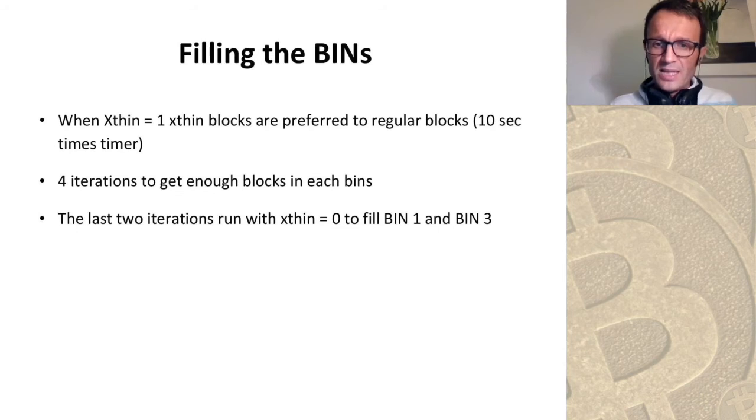So when Xthin is enabled, there is a preferred timer that gives 10 seconds of advantage to thin blocks. So every time that a new block is announced, a BU full node with Xthin enabled gives 10 seconds to other BU nodes to provide the Xthin block. If in 10 seconds it is not able to receive the Xthin block, then it could receive normal blocks also from other nodes.